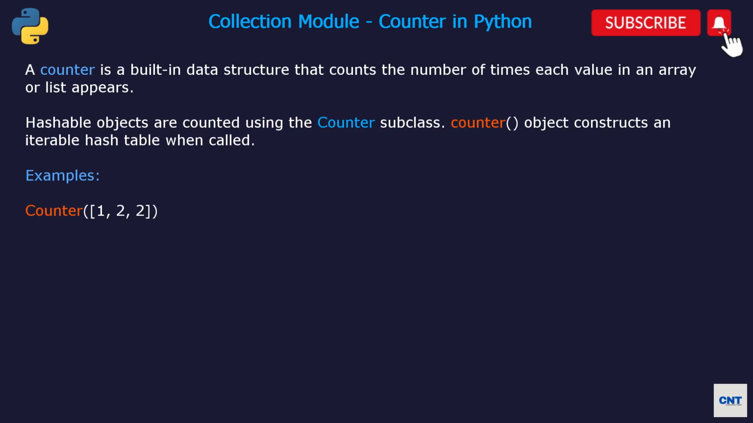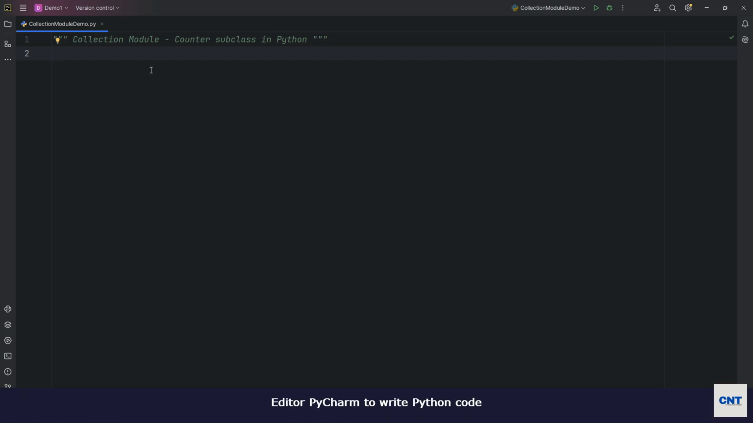A counter is a built-in data structure that counts the number of times each value in an array or list appears. Hash table objects are counted using the Counter subclass. A Counter object constructs an iterable hash table when called. For importing Counter, we use the collections module.